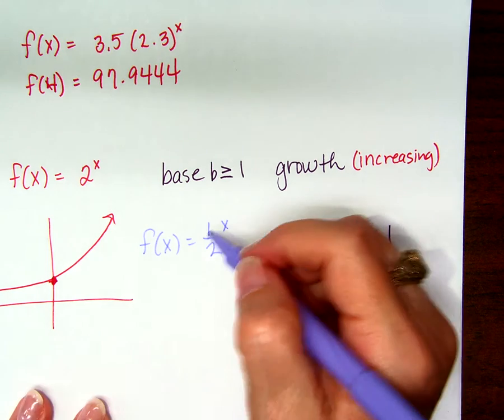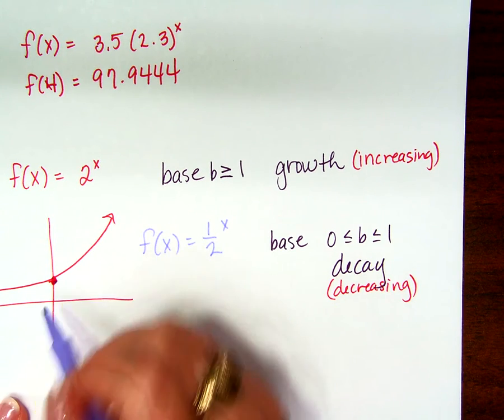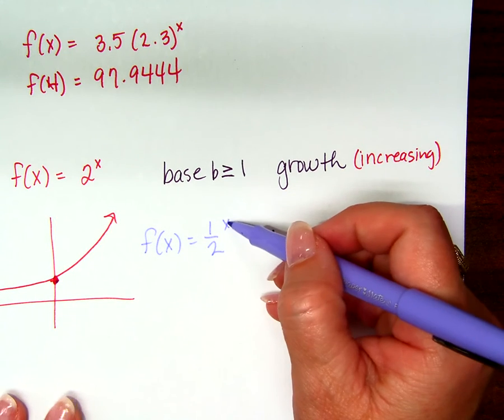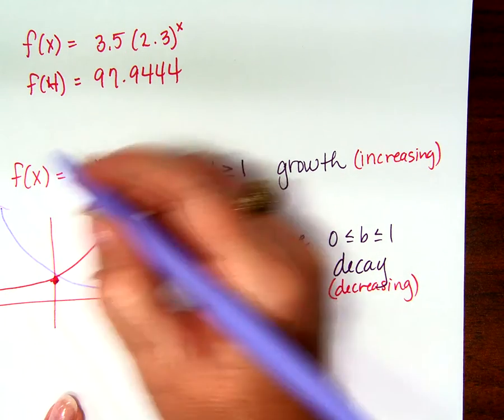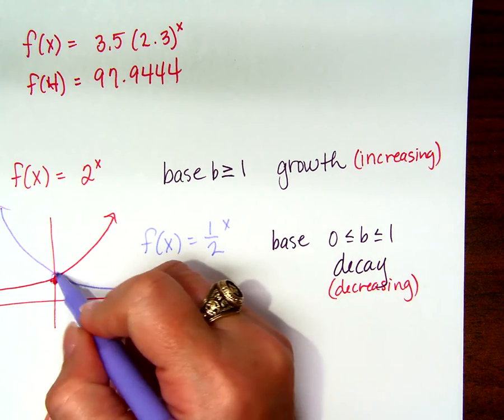Okay? Does this one still go through this point (0, 1)? Because anything to the 0 power is 1. It just goes like this. Oh, great. I didn't even make it go through the point. Use your imagination or I'll just make the point a lot bigger. How about that?